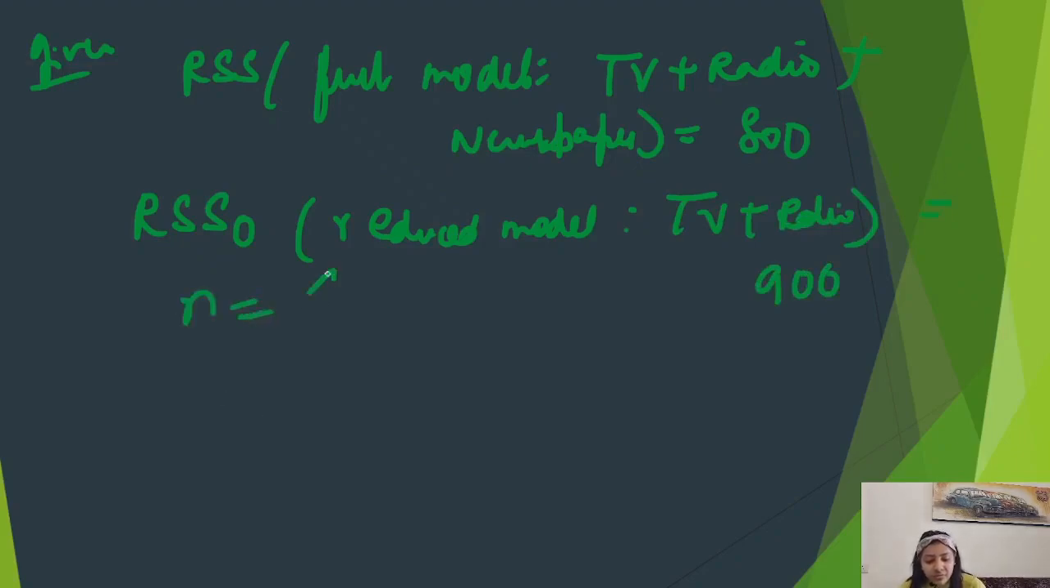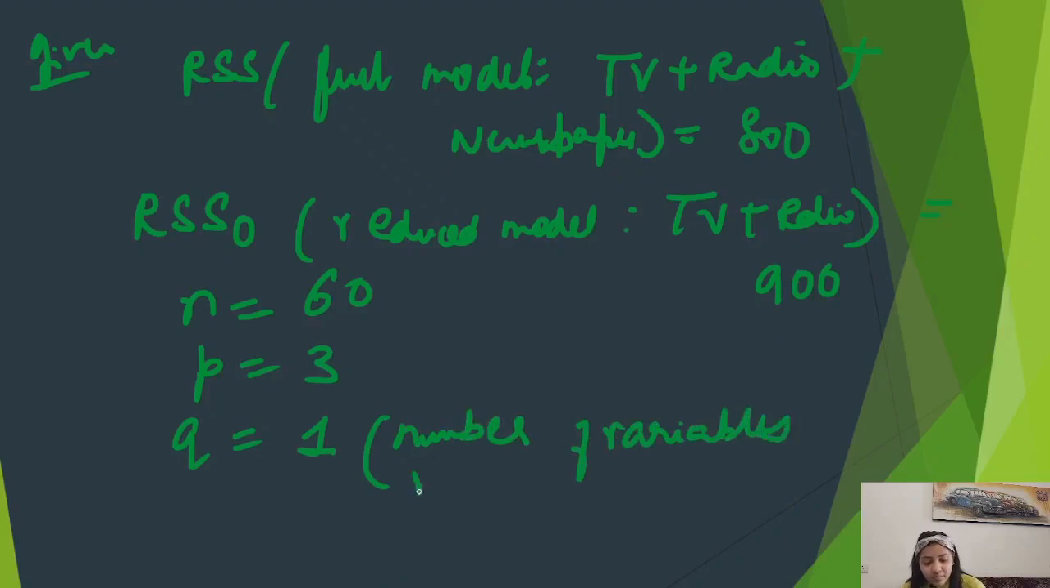नंबर ऑफ ऑब्जर्वेशंस लेट्स से 60 है. नंबर ऑफ प्रेडिक्टर्स हमारे 3 हैं टोटल, और Q इंडिकेट करता है कितने वेरिएबल्स हमने रिमूव किए. तो हमने यहाँ पे न्यूज़पेपर एक वेरिएबल को रिमूव किया, तो Q की वैल्यू 1 है. नंबर ऑफ वेरिएबल्स रिमूव्ड. तो ये सारी वैल्यूज अभी मुझे क्वेश्चन में गिवन हैं. नाउ अप्लाई द पार्शियल एफ टेस्ट फॉर्मूला ऑन दिस. फाइंड द पार्शियल एफ स्टैटिस्टिक.